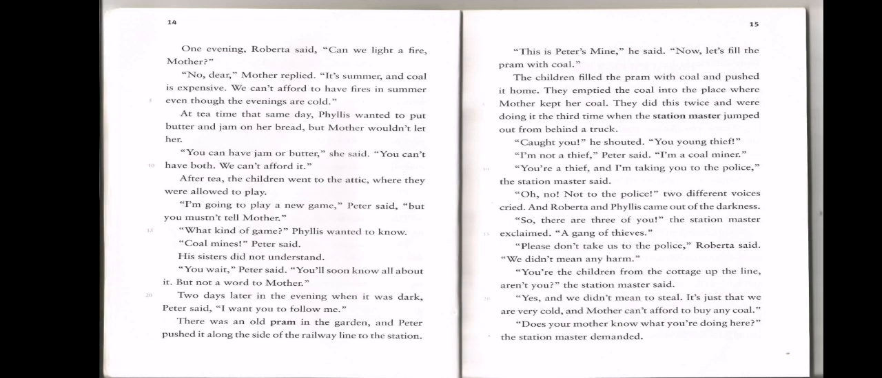And the second situation was when Phyllis asked to put butter and jam on her sandwich, but her mother told her that she can have one of them but not both, either jam or butter, because they couldn't afford it. The children felt bad for their mother, so they wanted to help her. As a way of helping, Peter thought of a clever plan.